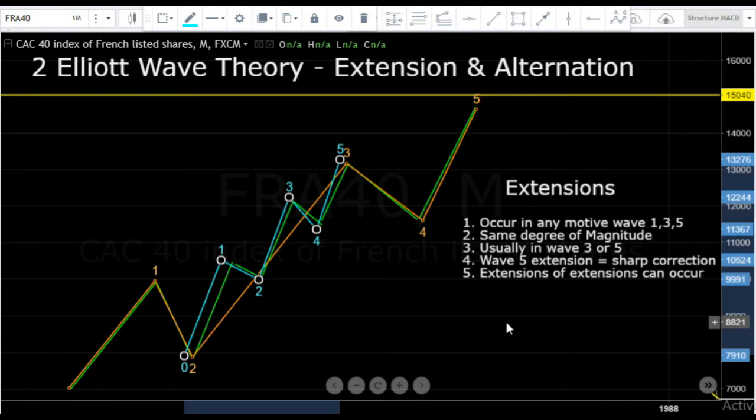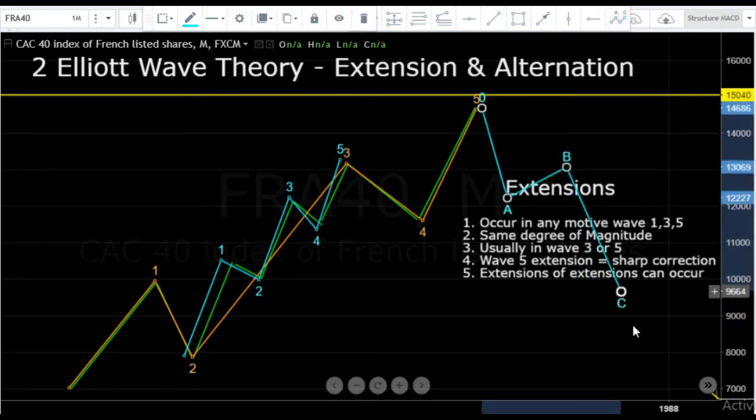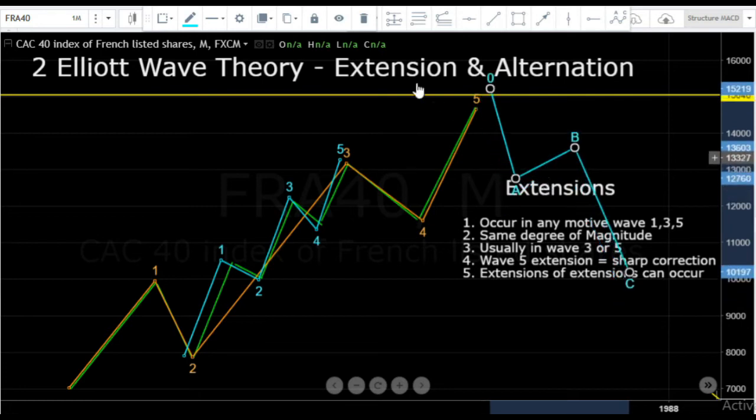And then what happens after we have an extended impulse? Well, we're most likely going to get a sharp correction. That's just a guideline. That's not necessarily going to happen, but you will see as you work through the charts that often when we get an extension, particularly if we get an extension in wave 5, we get a sharp correction, which will often take the shape of a zigzag.